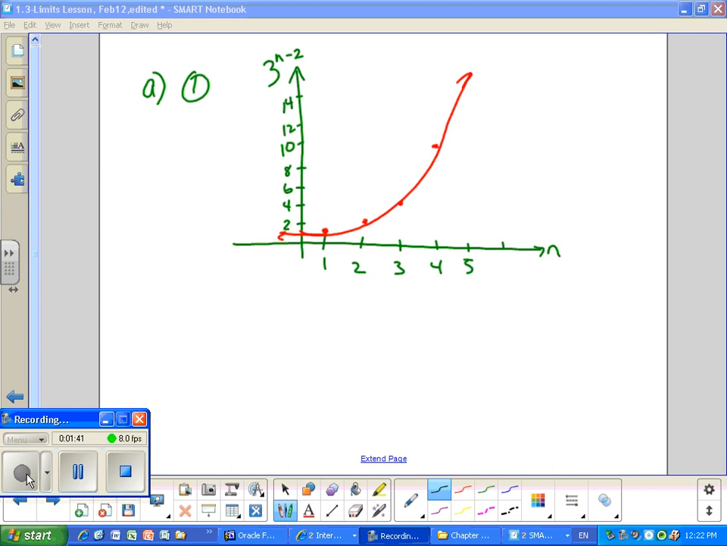We have to say, does this limit exist? What it means for a limit to exist is, does this go to one value? Is it approaching one thing? So as our n value is getting larger and larger and larger, is this going to go to one value?